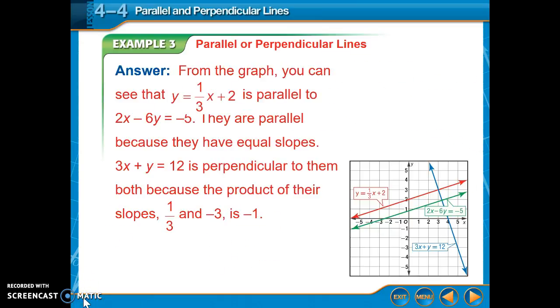So the answer from this says, from the graph you can see that y equals 1/3 x plus 2 is parallel to 2x minus 6y equals negative 5. They are parallel because they have equal slopes, or the slopes are the same. 3x plus y equals 12 is perpendicular to them because the product of their slopes, 1/3 and negative 3, is negative 1.